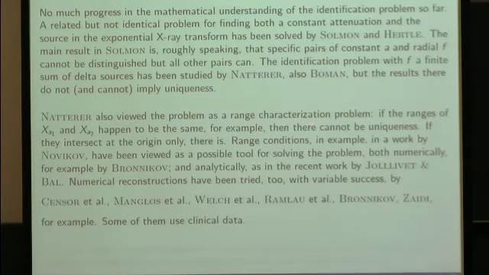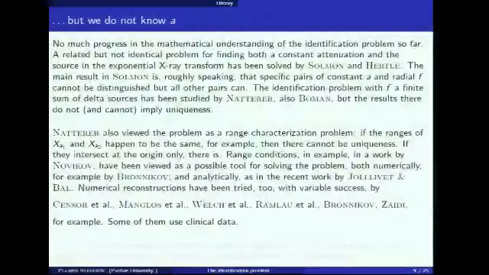Another point of view of this is a range characterization problem. So you think of this operator, the attenuated transform, and you think about the range. If the ranges happen to be the same, you cannot have uniqueness, because that's quite clear. If they intersect only at the origin, that actually means that you can have uniqueness. But those are two extreme cases, of course. Either they do not intersect except at the origin, or they're the same. But still, range conditions are one possible way to get some information.